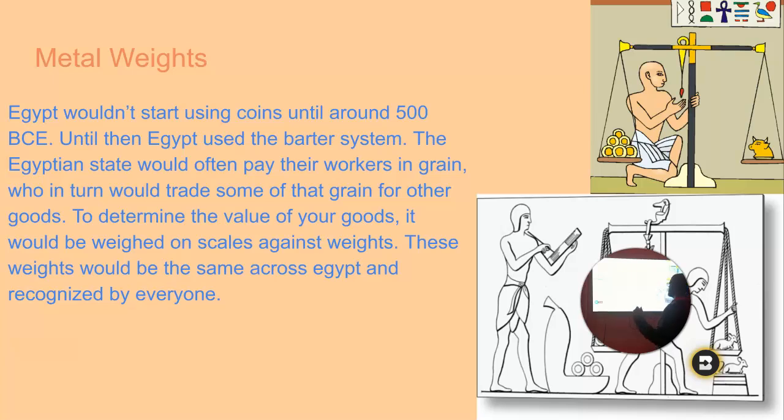Egypt wouldn't start using coins until around 500 BCE. So until then, Egypt used the barter system. So listen to this part. The Egyptian state would often pay their workers in money, who would in turn trade some of that money for other goods. To determine the value of your goods, it would be weighed on scales against the weights. These weights would be the same across Egypt and recognized by everyone. So when we replace the word grain with money, does that statement still make sense? Yes. Does that sound like what we do with money today?